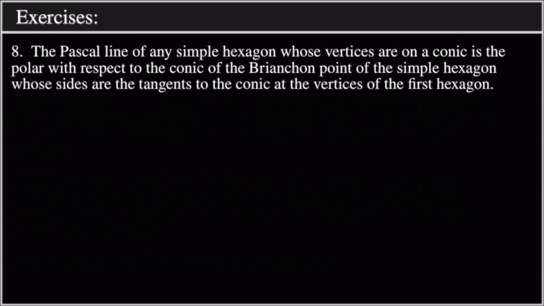8. The Pascal line of any simple hexagon whose vertices are on a conic is the polar with respect to the conic of the Brianchon point of the simple hexagon whose sides are the tangents to the conic at the vertices of the first hexagon.